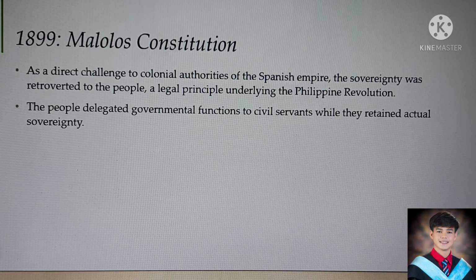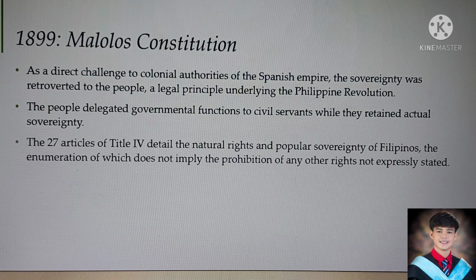The people delegated governmental functions to civil servants while they retained actual sovereignty. So yung mga tao nagtalaga sila ng mga mamamahala while they retained actual sovereignty. Kahit may mamamahala ay hindi maaalis sa kanila yung karapatan bilang mamamayan ng Pilipinas. So ang nagmamay-ari sa Pilipinas ay mga Pilipino, siyempre.